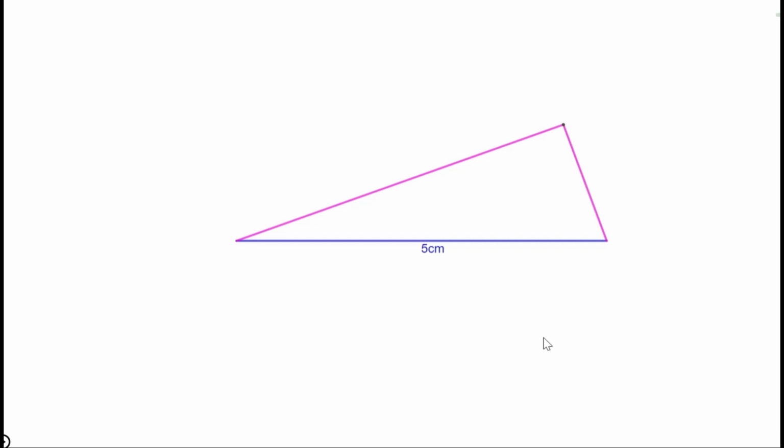Now let us look at our first figure, the right triangle with hypotenuse 5 cm. We know this angle is 90 degrees, so these two sides are perpendicular to each other, and these lines are drawn from the ends of this line. So they meet on a circle with this line as diameter.